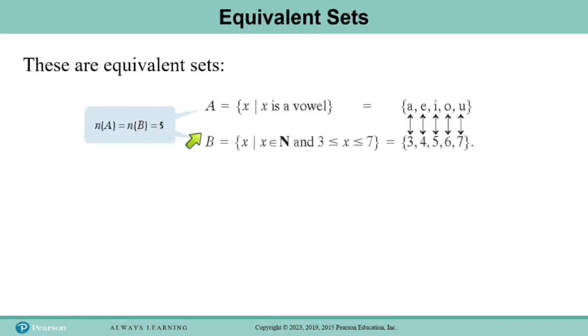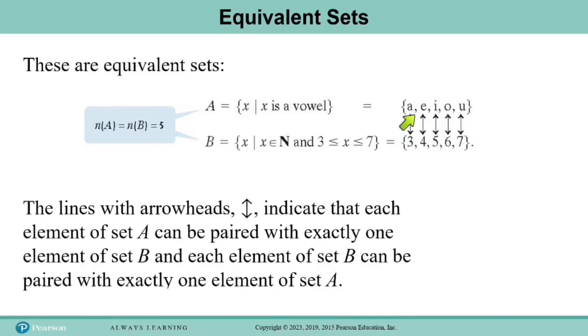Okay, these are equivalent sets. Here we have two sets A and B, and set A is all elements X such that X is a vowel. Well, there are 5 vowels in the English language, A, E, I, O, U, so there are 5 elements in set A. And then in set B, we have the set of all elements X, such that X is an element of the natural numbers, and 3 is less than or equal to X is less than or equal to 7. So every element of our set is between 3 and 7, but the elements also include 3 and 7. So our elements are 3, 4, 5, 6, 7.